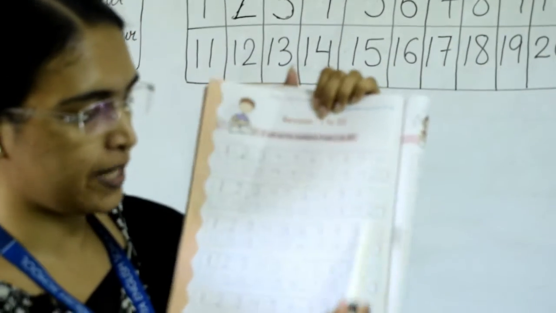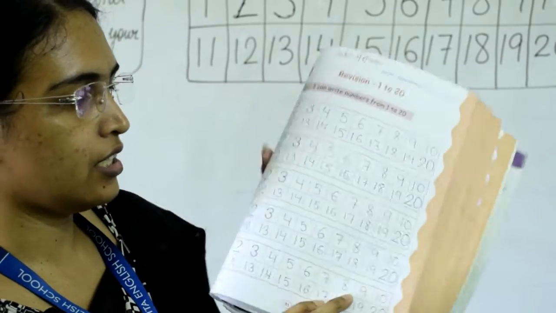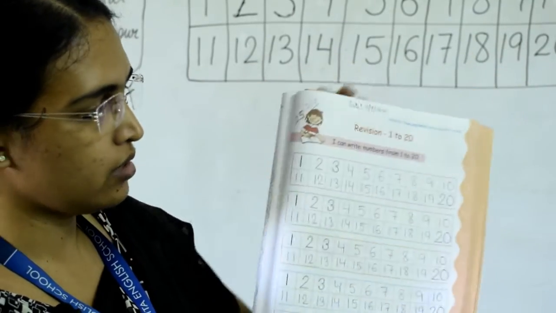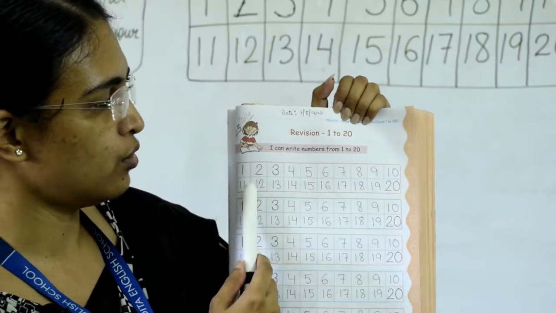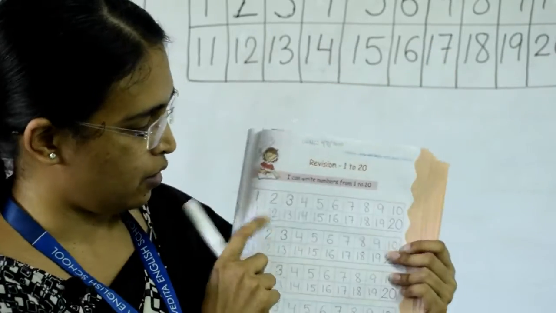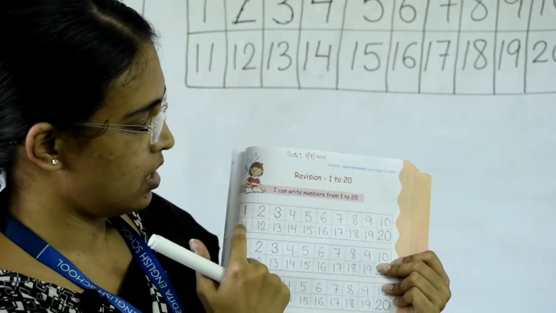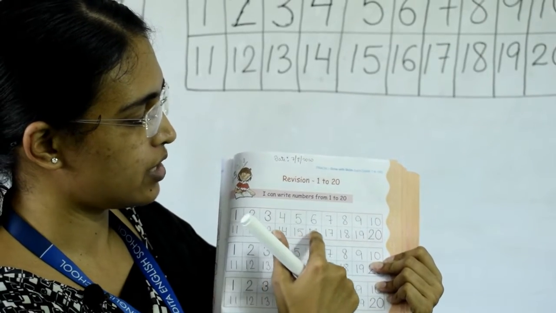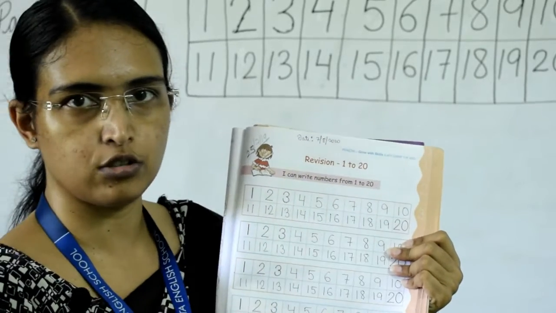Okay, so this page is your homework, page number 90, and turn the page and come to page number 91, this one. On this page also you have to write from 1 to 20, same like this. 1, 2, 3, 4, 5, 6, 7, 8, 9, 10, 11, 12, 13, 14, 15, 16, 17, 18, 19, 20. So this page is also your homework.